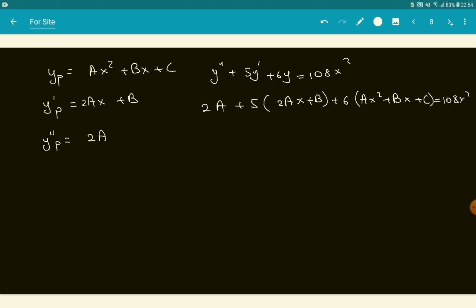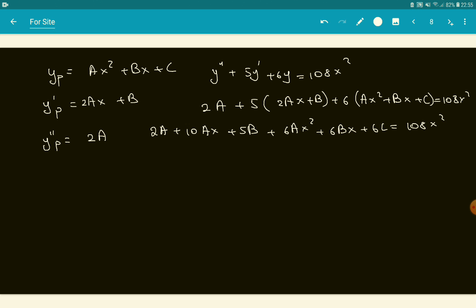Because if you don't write like this, you will just mess up the calculations. So 2a plus 10ax plus 5b. I hope that I don't make a mistake as well. So plus 6ax squared plus 6bx plus 6c is equal to 108x squared.